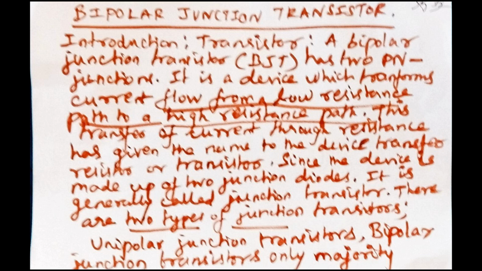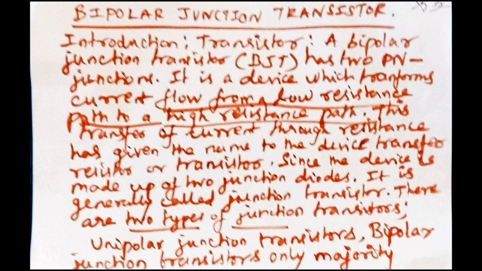Electronics, transistor, bipolar junction transistor. Introduction: a bipolar junction transistor, BJT, has two PN junctions. It is a device which transforms current flow from a low resistance path to a high resistance path. That is important. This transfer of current to resistance has given the name to the device, transfer resistor or transistor. Since the device is made up of two junction diodes, it is generally called a junction transistor.